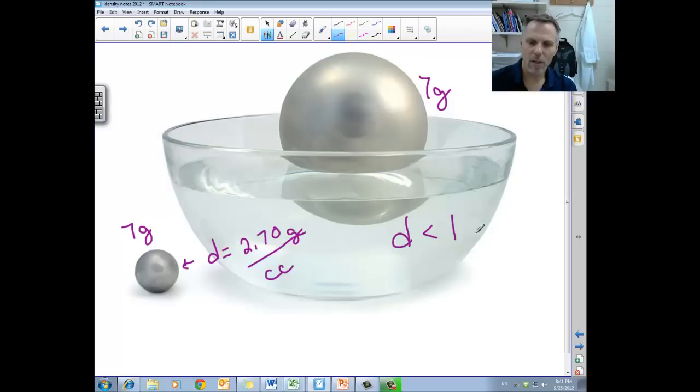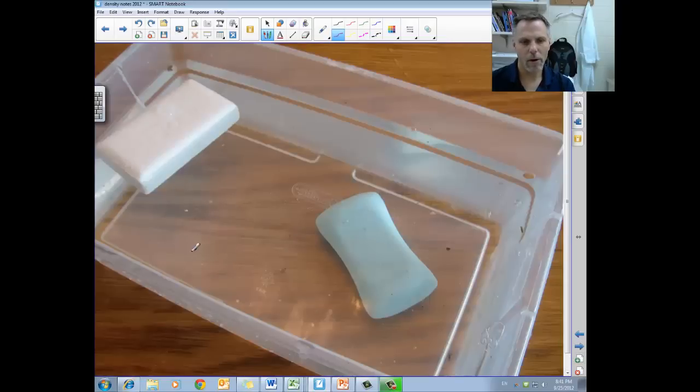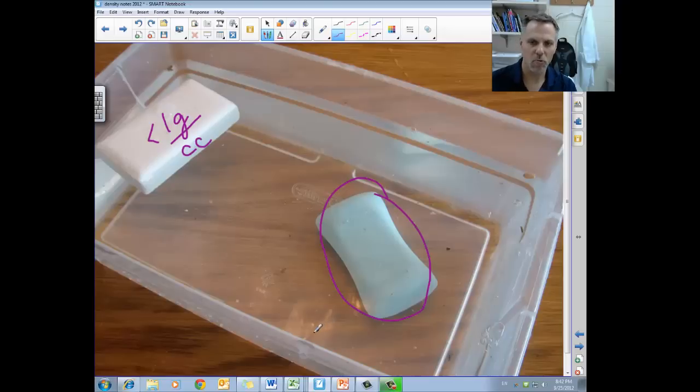I know that because if the density of an object is less than 1 gram per cubic centimeter, cc is a cubic centimeter, then it will float on the water. If it's more than 1, it will sink in the water. That's because water is exactly 1 gram per centimeter cubed. Here's some Ivory soap. This soap is floating. Is it more or less than 1 gram per cubic centimeter? Well, its density is less than 1 gram per cubic centimeter, and that's why Ivory soap floats. Other soaps are more dense than water, and therefore they sink. If you don't believe me, try it at home.